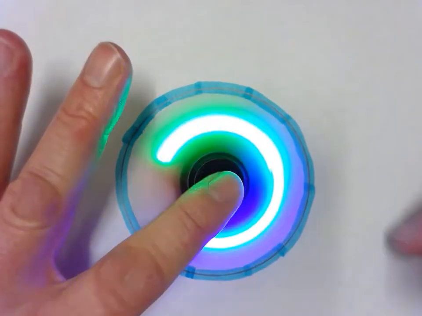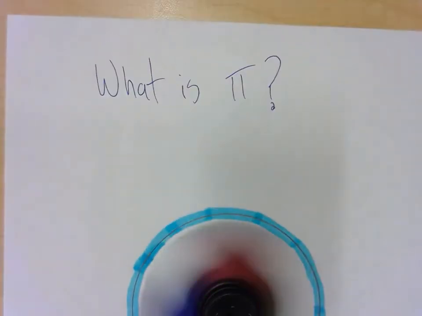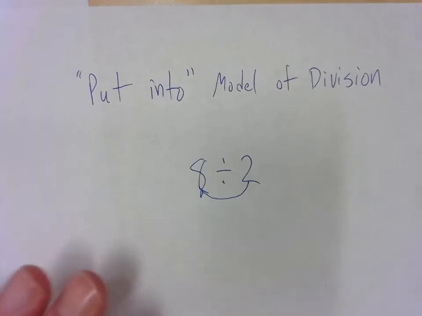Pi has to do with circles, and everybody's favorite circle is the fidget spinner, correct? Or maybe that was so 2017. Before we get into what is pi, we are going to talk about division. What is division actually doing?